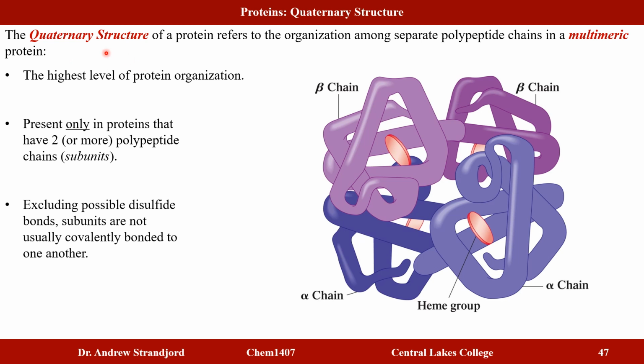The charge distribution on the side groups is responsible in part for organizing proteins into larger groups, which we call multimeric proteins. In other words, we have more than one protein chain coming together to form a greater three-dimensional structure. In this case, we call it the quaternary structure, and it has to include at least two or more polypeptide chains coming together. This is the highest level of protein organization, and excluding the possibility of disulfide bonds between these different protein chains, these subunits are held together by hydrogen bonds, by London dispersion forces, and by these salt bridges due to charge distribution.